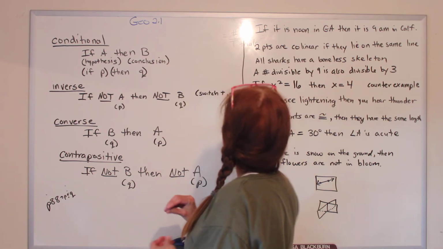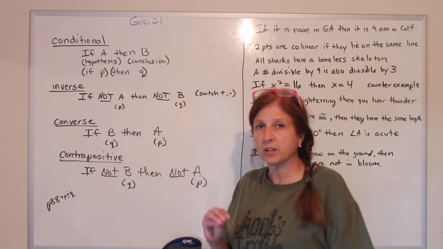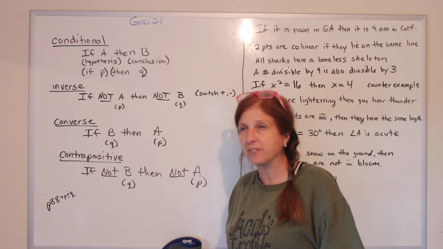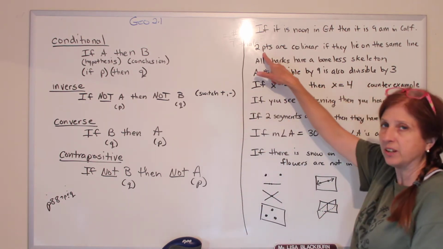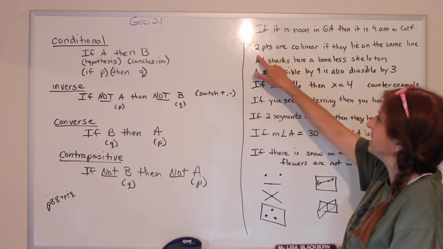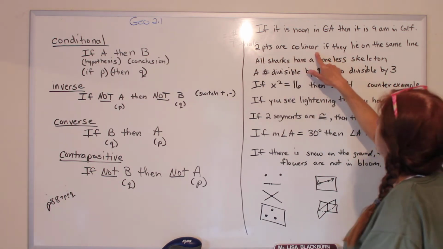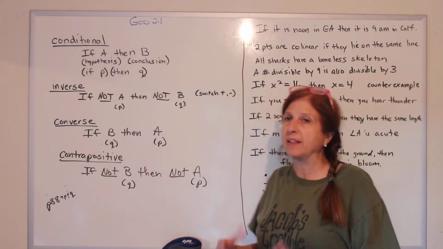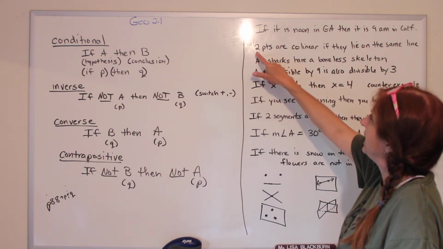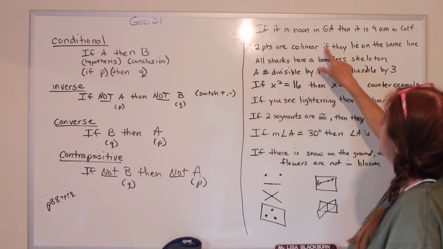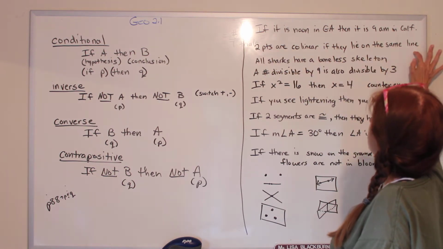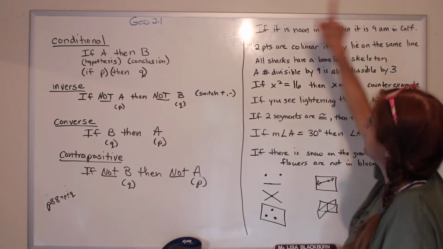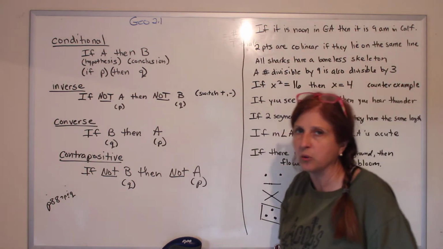So this, what we're going to do first is we're going to practice making things if-then statements. So I have something right here that's a statement. It says 2 points are collinear if they lie on the same line. Now, we want to make that an if-then statement, so we could say if 2 points are collinear, then they lie on the same line. Or we can say if 2 points lie on the same line, then they are collinear.